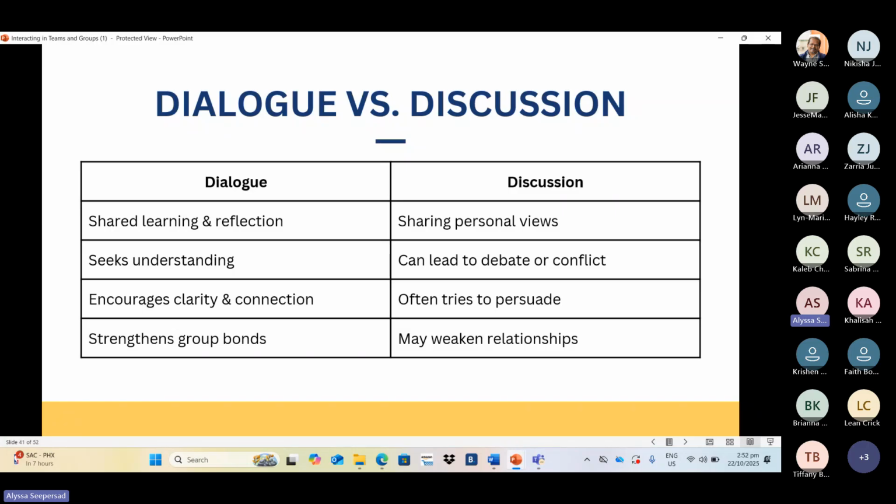A lot of teams think they're having dialogue, but they're really just having discussions where everyone is focused on getting their own point across. So dialogue is different. It's about listening to understand, not debating to win. It helps the team build shared meaning and it prevents relationships from falling apart. So the quote, "Don't just do something, stand there," reminds us to pause and listen before reacting.